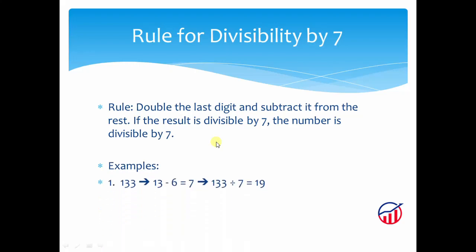So let's check out a few examples. So what does the rule state? Double the last digit. So last digit is 3. Double means you just multiply by 2. So 3 2s are, you can see over here, 6, and subtract it from the rest. Rest over here are the preceding digits.